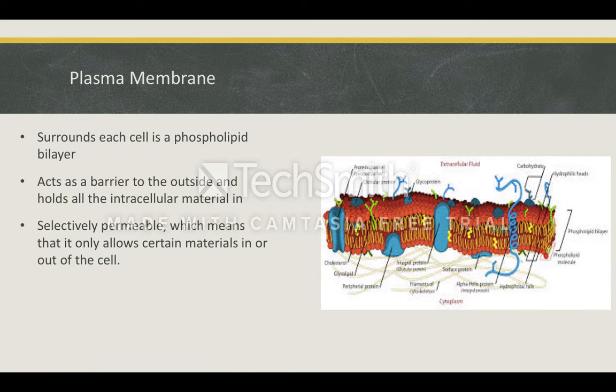We're now moving to the outside of the cell. Surrounding each cell is a phospholipid bilayer that acts as a barrier to the outside and holds all intracellular materials in. It is selectively permeable, which means that it only allows certain materials in or out of the cell.